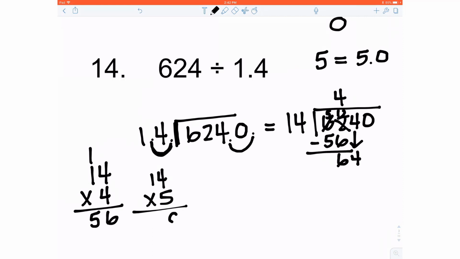5 times 4 is 20. So I'm going to put a 0 and carry the 2. 5 times 1 is 5 plus 2 is 7. So it's 70, okay? So that's too much. So we're going to keep it at 4. So 14 times 4 is 56. We're going to subtract 56 from this. This becomes a 5 because we can't subtract 6 from 4. It's way too big. And this becomes a 14. 14 minus 6 is 8. Now we're going to bring down our 0.